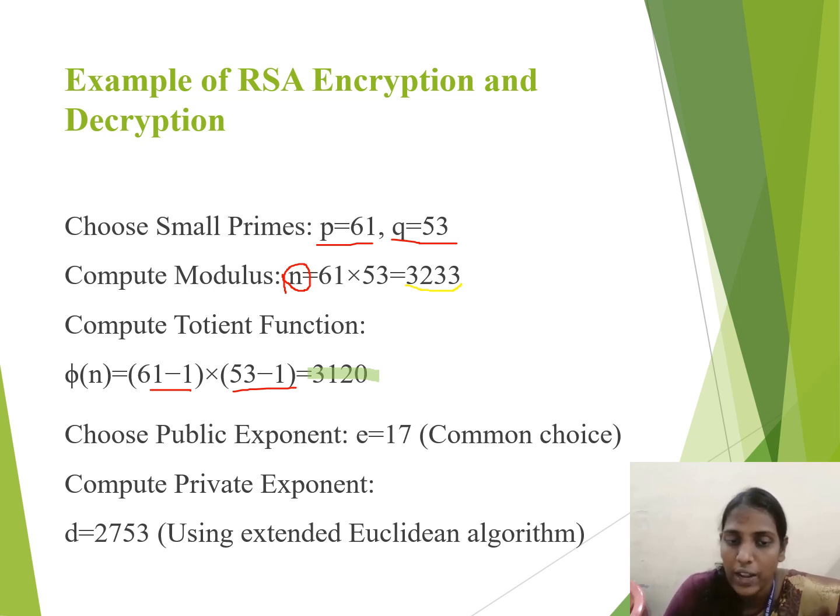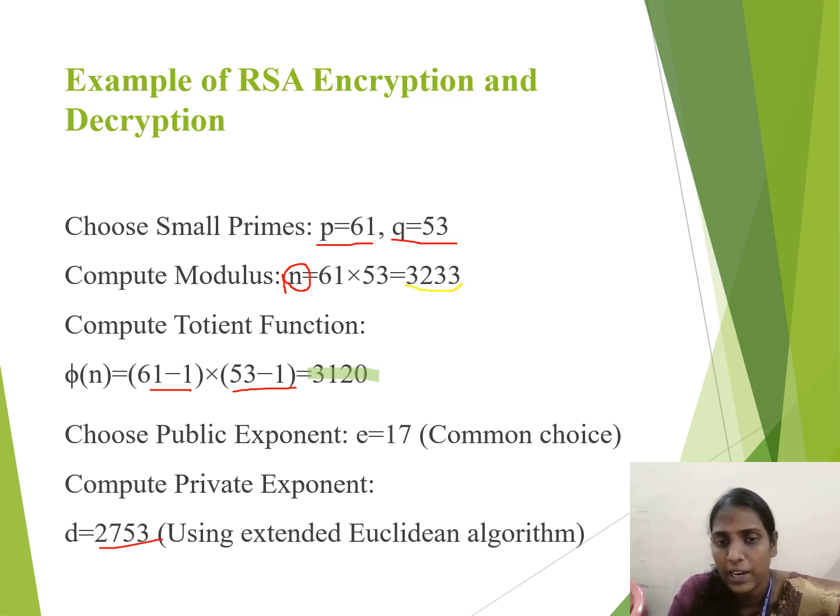Next, we find the private component with the help of the Euclidean algorithm. The Euclidean algorithm is nothing but finding the GCD value. With the help of phi of n, 3120, and any one random key value, we find the GCD. The GCD has to be 1. Like that, we select e and we obtain 2753 as the answer.